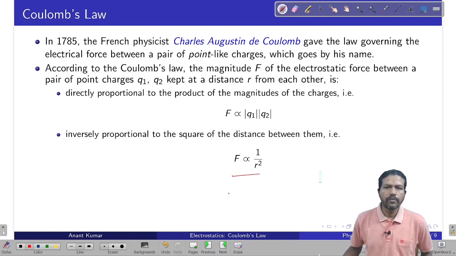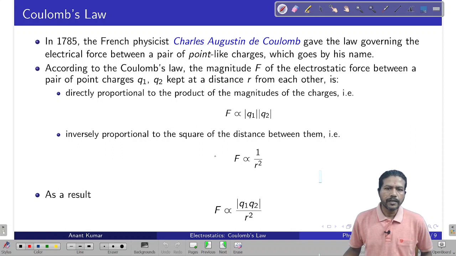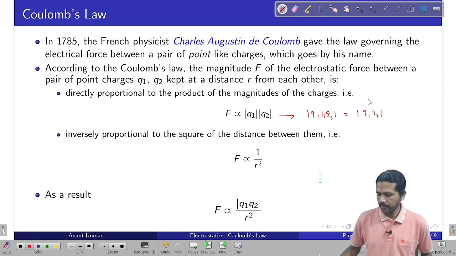So if we combine these two facts, the result is that the force varies as the product of the charges and inversely as the distance squared, that is, F is proportional to mod of Q1 into Q2 by r square. In this case, I have simply replaced the product of these two charges' magnitudes by the corresponding modulus of the product. They are identical in any case. Fine, so this is what Coulomb's law is.